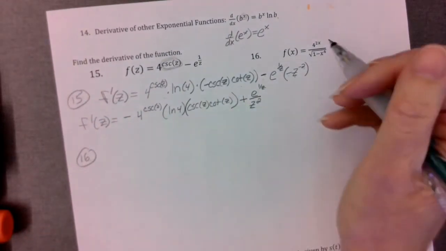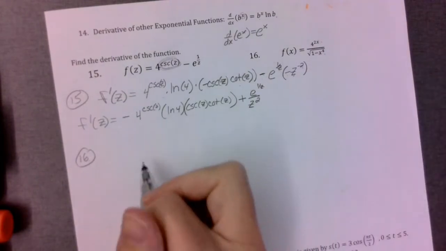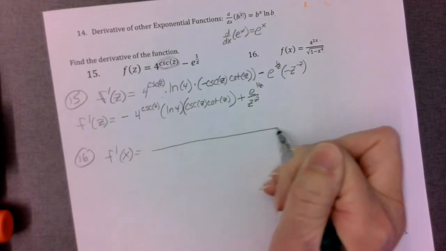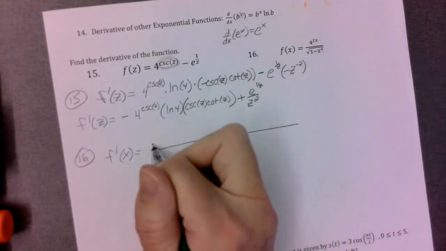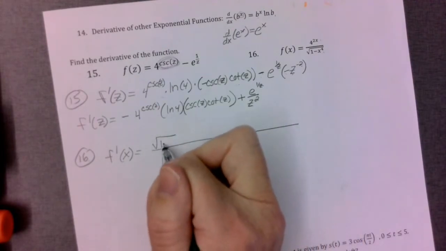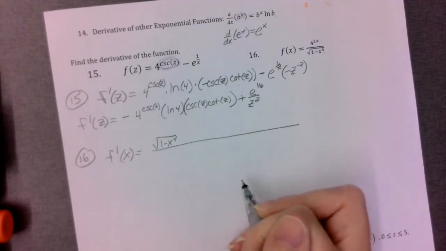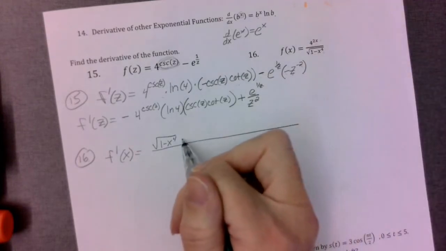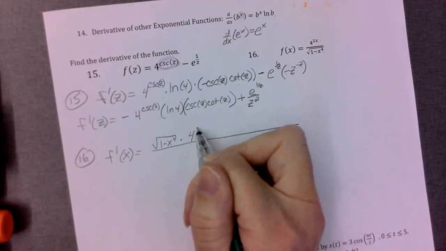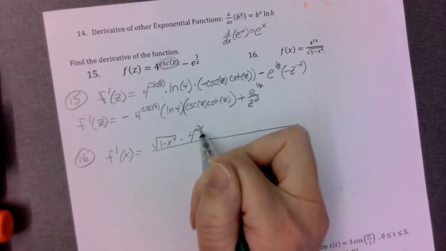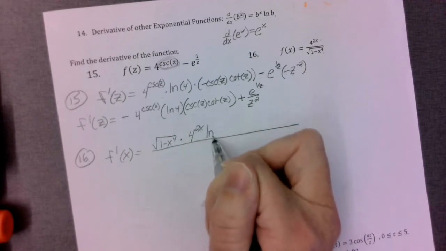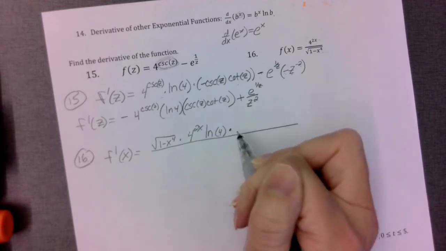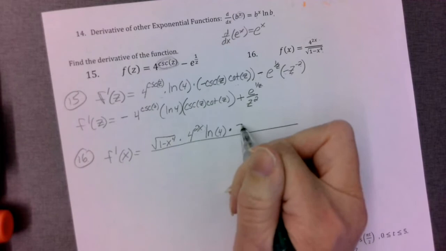In 16, I'm noticing I have a quotient. F prime of x equals, we start low. My low function is the square root of 1 minus x to the 4th. And then the d high, this is our new one. So I'm going to say it starts off repeating itself. So there's the 4 to the 2x. I have to do the natural log of the base, which is natural log of 4, times the derivative of the exponent, which is 2.